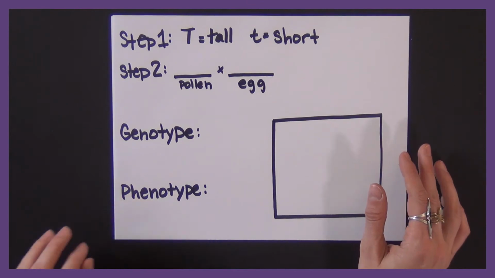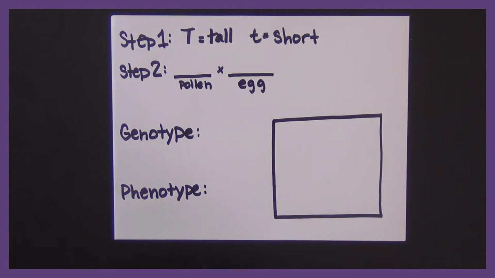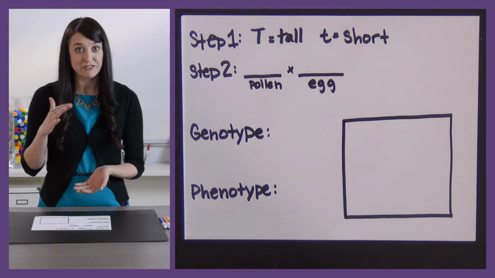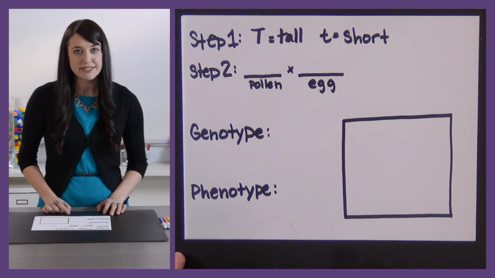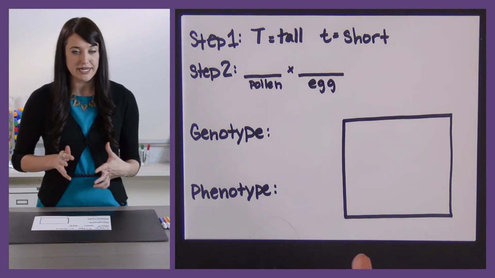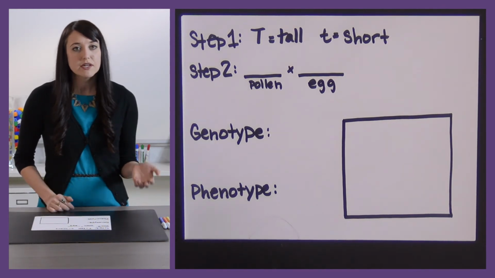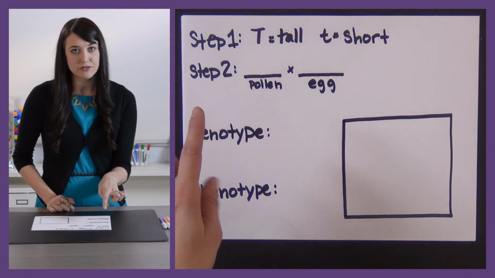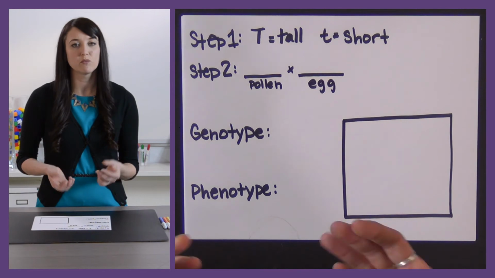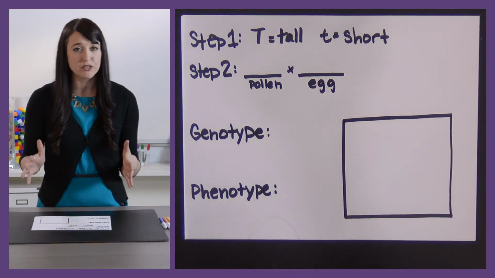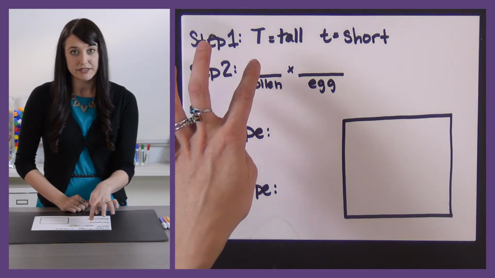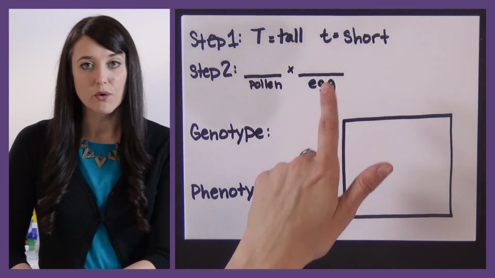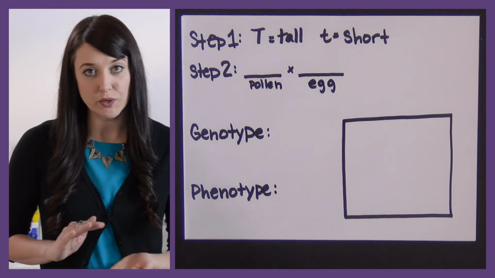Let's go ahead and do another example. In this example, we're going to use pea plants. They can be either tall or short as their phenotype. In this case, the first thing that I want you to do anytime that you have a monohybrid cross is to break it into steps. Step 1, identify the alleles. What do the letters actually represent? When you write them down, it makes it much more clear. So here I've already done that. Capital T represents the tall phenotype. Lowercase t represents the short phenotype.